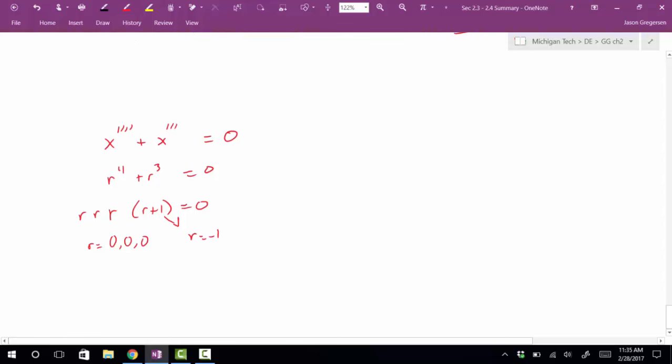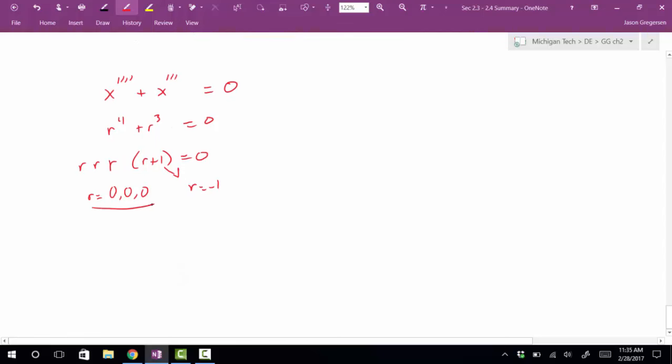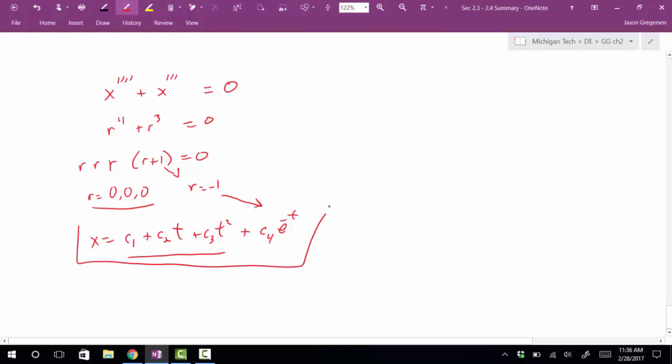And then I just combine all my forms. If I have a root repeated thrice, my solution looks like some constant e to the 0t, which is just some constant, plus some constant times t e to the 0 times t, plus some constant times t squared e to the 0 times t. So this is what I get from those repeated roots. And I have one more term, c4 e to the negative t from that last root. So I'm just combining my different forms for a higher order problem.